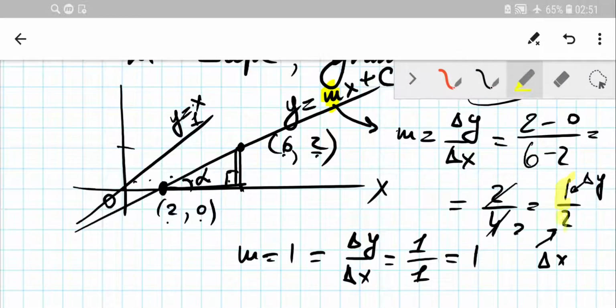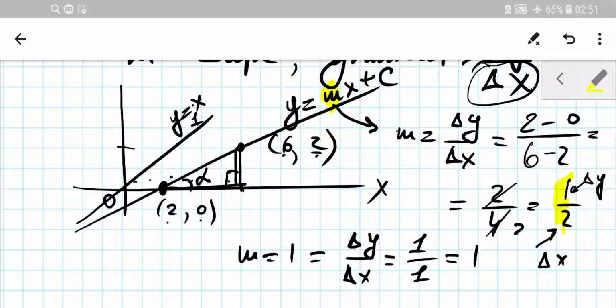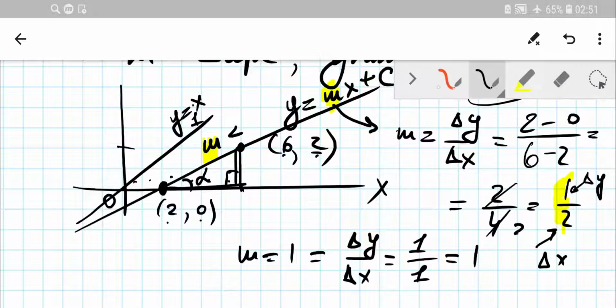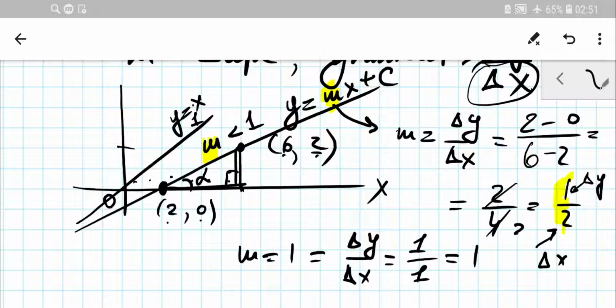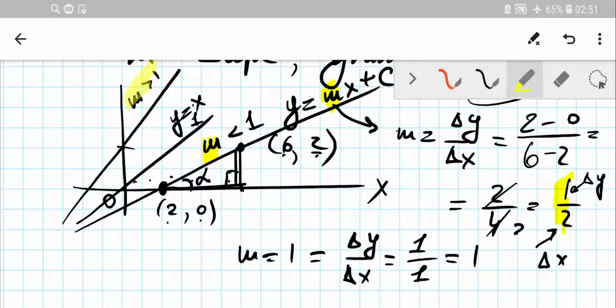So the fractional gradient tells you that the line is less steep, all right? So if it's steeper, then for this line we definitely can say that m is less than 1, all right? For a line that goes in this manner, definitely m will be more than 1, because you can compare with the identity line y equals x, where the gradient is 1.